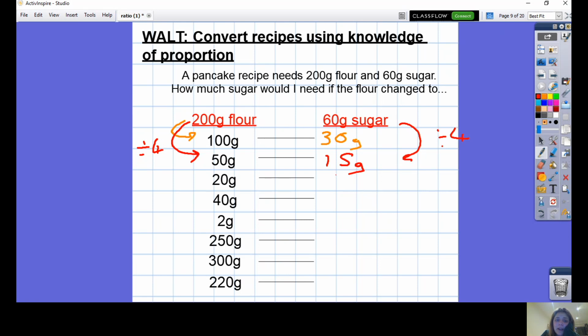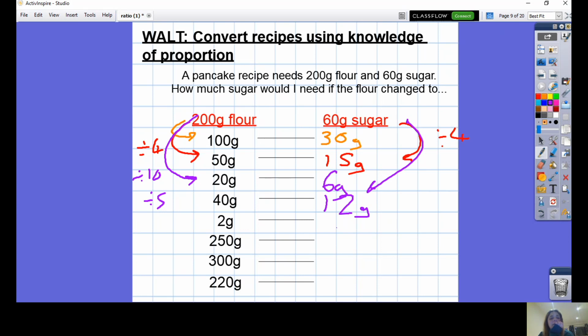Well done. Okay, now let's look at the next one then. If I've got 200 and I need to get to 20, what am I dividing by? Do the same to the other side. What will this value be? 200 divided by 10. Therefore, I do 60 divided by 10, which is 6 grams. Okay, from 200 to 40, I divide by 5. Good. 60 divided by 5 is 12 grams.